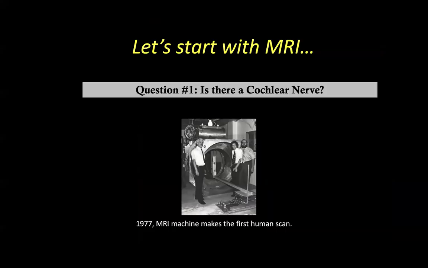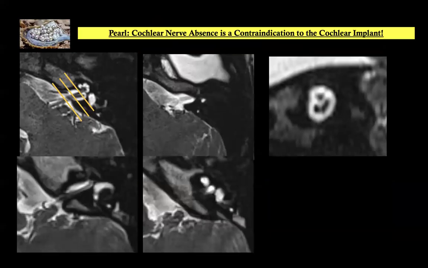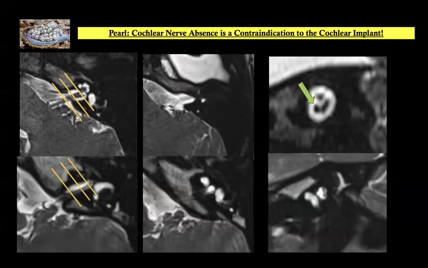So now we know that we need most likely CT and MRI both for our cochlear evaluation. Let's start with the MRI. Look at the MRI and ask yourself, is there the nerve, yes or no? In this case, there is the nerve. You saw it before. In this case, there is no nerve. Also, there is no facial nerve. The important thing is that you will see, and I will come to that later, the cochlea is also malformed and the internal auditory canal is smaller.